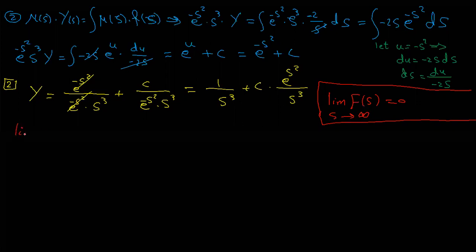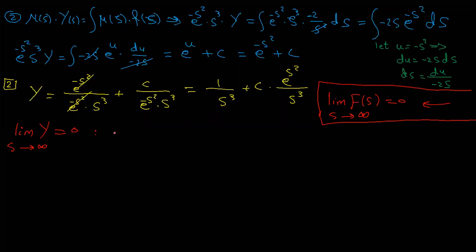I'm going to check now. If the limit of my capital Y when s tends to infinity, this limit must be 0. And any terms not 0, I'm going to cancel out. I will repeat. This limit must be 0 using this formula. And any term of my function capital Y that isn't 0 when s tends to infinity, I must cancel it out.